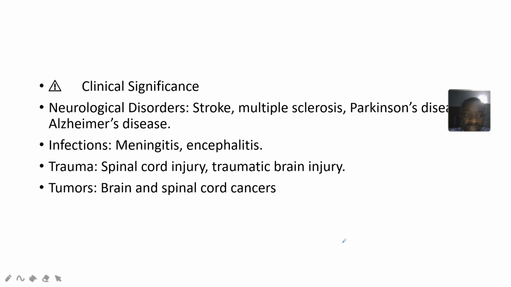So we study this system in chemical pathology because we'll get to talk about a lot of disease conditions that affect the system, including stroke, multiple sclerosis, Parkinson's disease, Alzheimer's disease, also infections like meningitis, encephalitis, trauma too, spinal cord injuries, traumatic brain injuries. And we'll also study a lot of tumors that occur at different parts of the central nervous system.